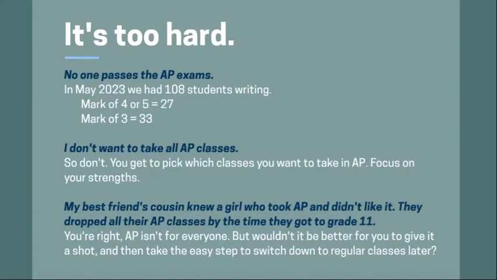Now, a lot of students will say, well, it's too hard. Nobody actually passes those AP exams. Last year, we had 108 students writing, and of those students, we had 27 that got 4s or 5s on their AP exams. And if you count students that got marks of 3, it's an additional 33 students. Now, the reason I include students that got a 3 is because a lot of universities and colleges in the States will accept a mark of 3 for granting that 100 level transfer credit.